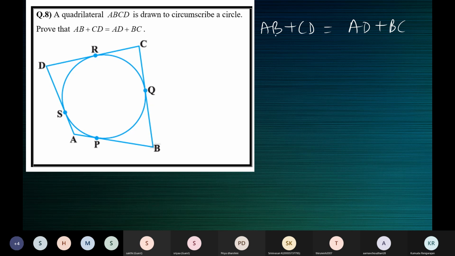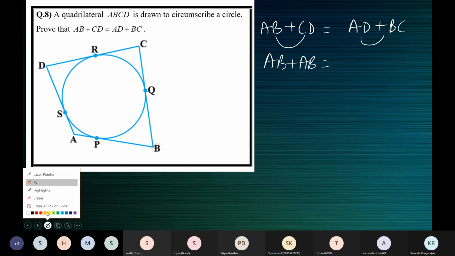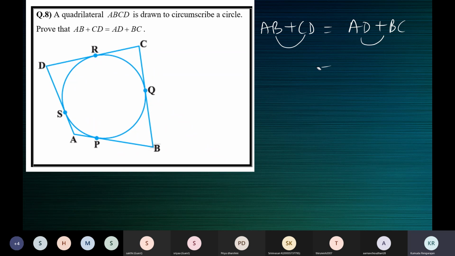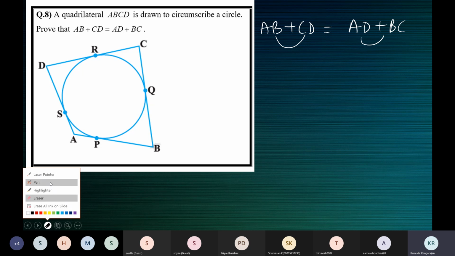And this one, it's a parallelogram, right? So opposite sides are equal. AB and CD are opposite sides, they're equal. So you can write it as AB plus AB is equal to opposite sides, AD and BC, which will be equal because it's a parallelogram. Opposite sides are equal, so anything you can change. AD is equal to BC in a parallelogram. See here also, whichever you want, you can change.